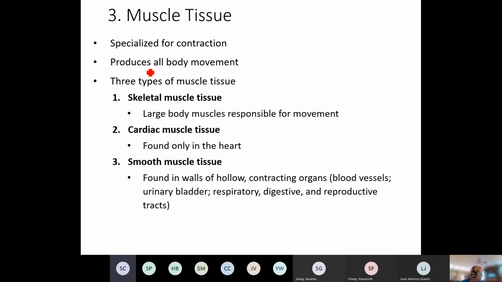Okay, all right, so muscle tissues. We have three types of muscle tissues in our body, and think of them as a spectrum. Skeletal muscle is on one side, and smooth muscle is going to be on the other, and cardiac is going to be in the center. Okay?